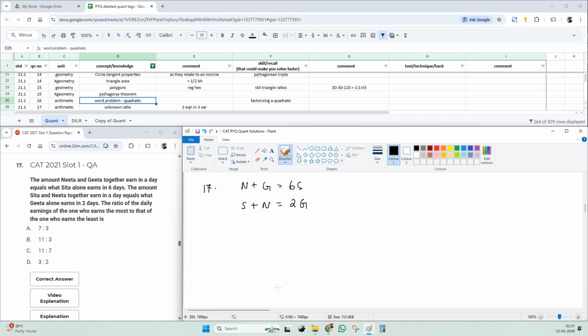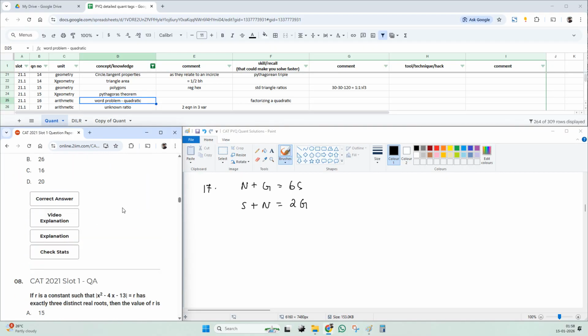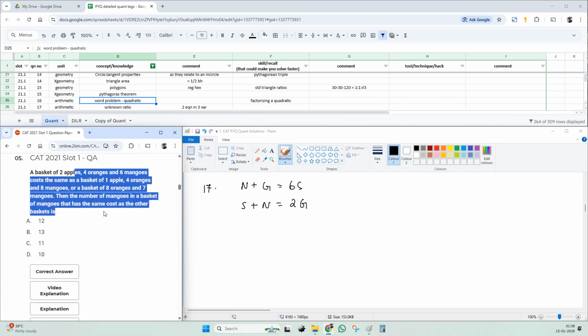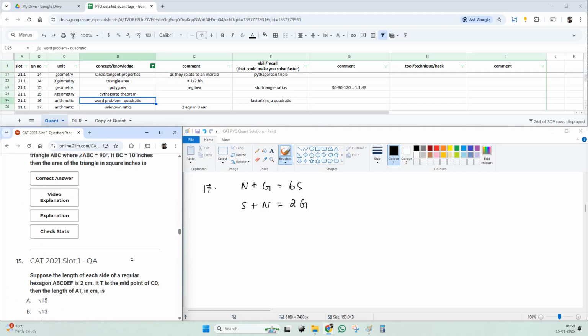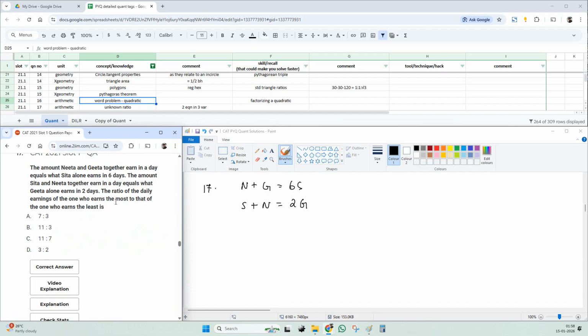The ratio of the daily earnings of the one who earns the most to that of the one who earns the least. They're asking about the highest earning versus lowest earning ratio, not the actual values. Now this basically calls back to something I mentioned with one of the earlier questions, question 5, where I mentioned that if you have one equation fewer than the number of unknowns, clearly it is not resolvable in terms of finding the values, but you can still find the ratio of the values. The same thing is happening here.